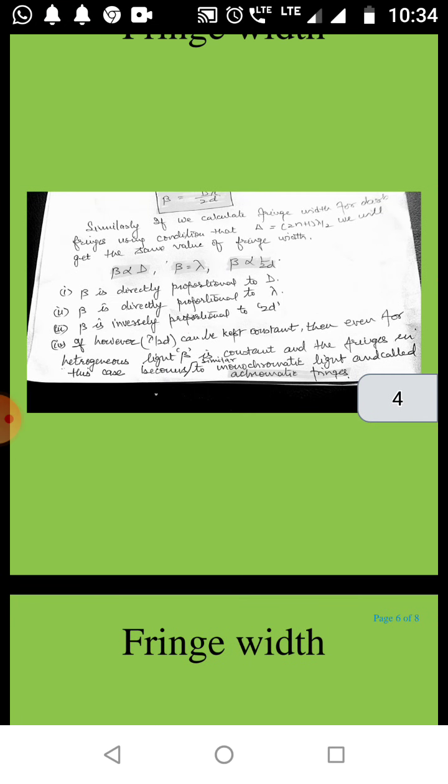which means the fringe width beta is directly proportional to capital D, the distance between sources and screen. Beta is directly proportional to lambda. Therefore, fringe width is directly proportional to wavelength. Therefore, if we use white light, then the beta of violet will be minimum and for red it will be maximum. Third, beta is inversely proportional to 2d. That means the distance between the two sources must be very narrow. If 2d is large, then beta will be small.